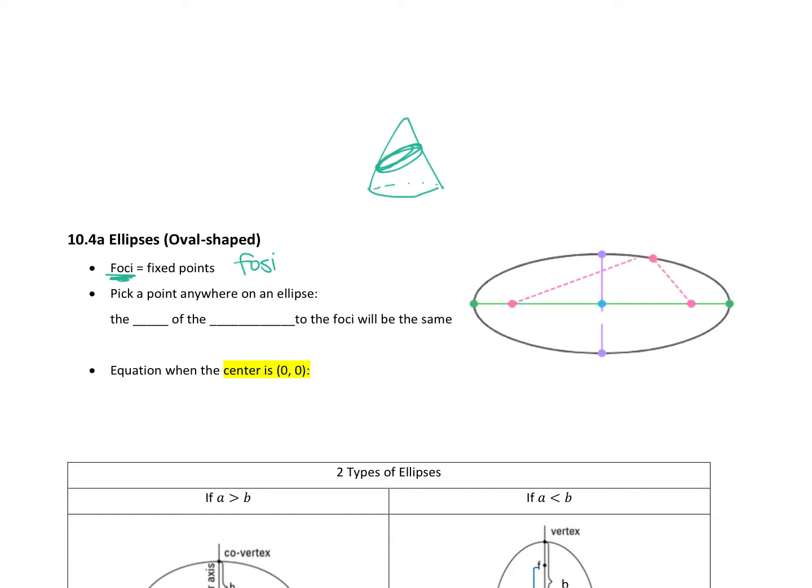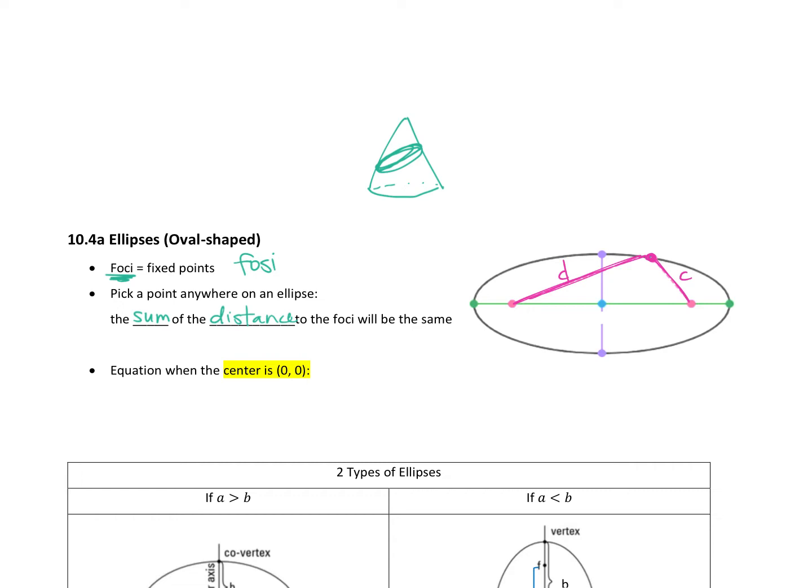So like this pink point that I picked right here, okay? And the sum of the distance to the foci will be the same, okay? So if I pick a point here, then we'll say this is A and this is, no, I don't want to use A and B. That's going to confuse you. We're going to use A and B later. Let's not use A and B. We'll say this is C and this is D, okay?